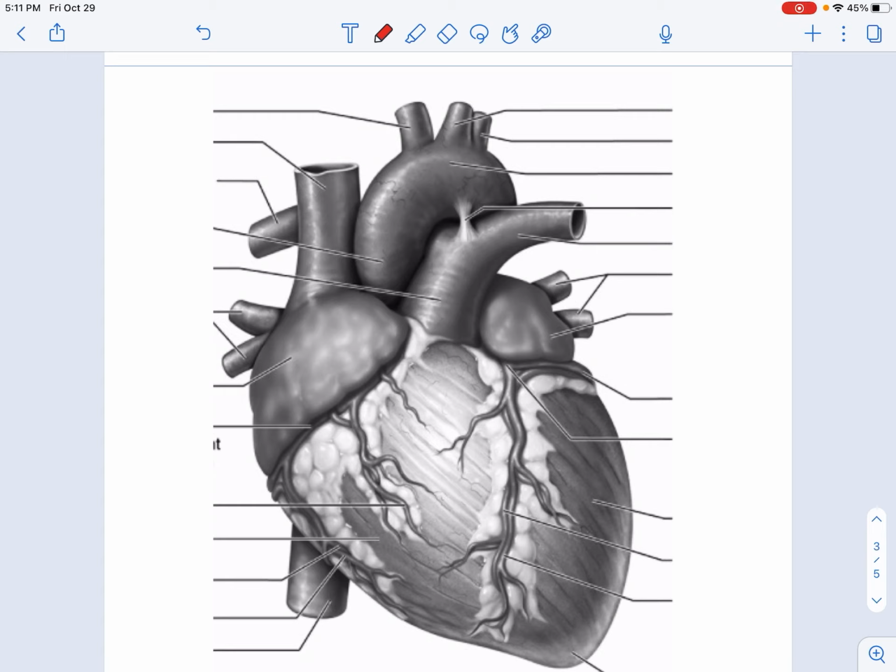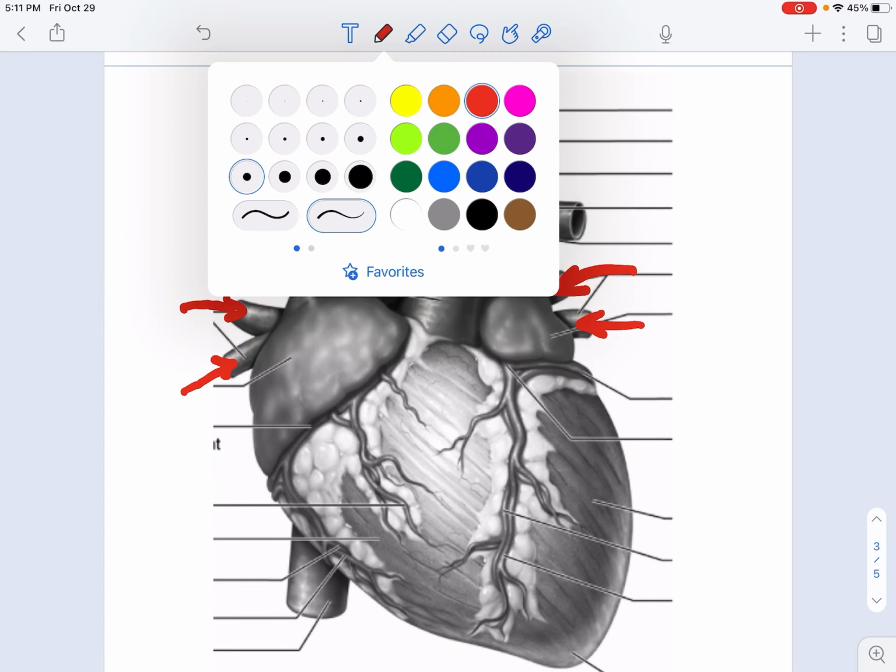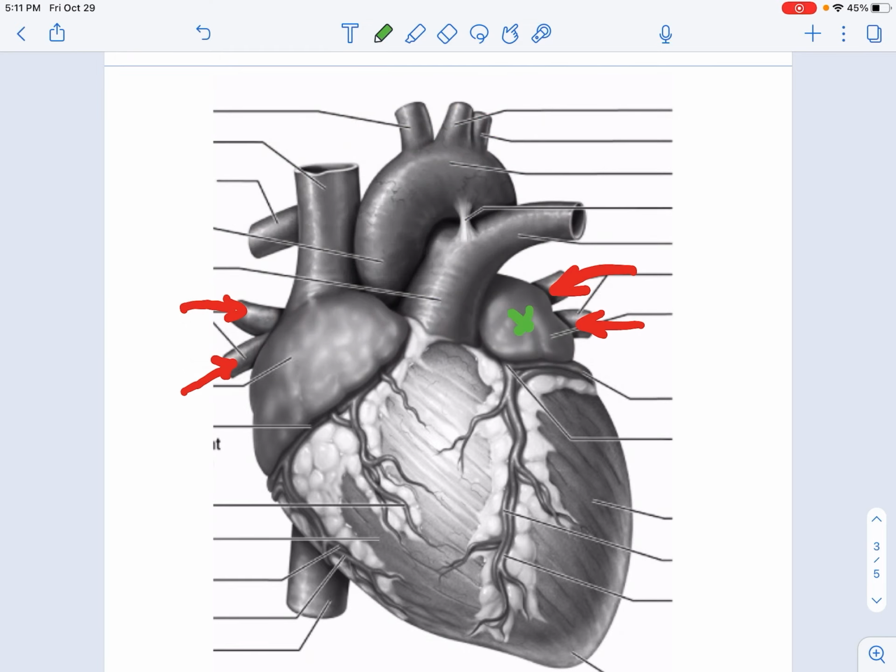We know that oxygenated blood comes from the lungs and into the heart, and it does that through the pulmonary veins. So here are the pulmonary veins which come into the left atrium. The left atrium would be located here underneath the left auricle. That's oxygenated blood coming from the lungs into the left atrium of the heart. Remember that when we look at the heart, this is our left and this is our right.